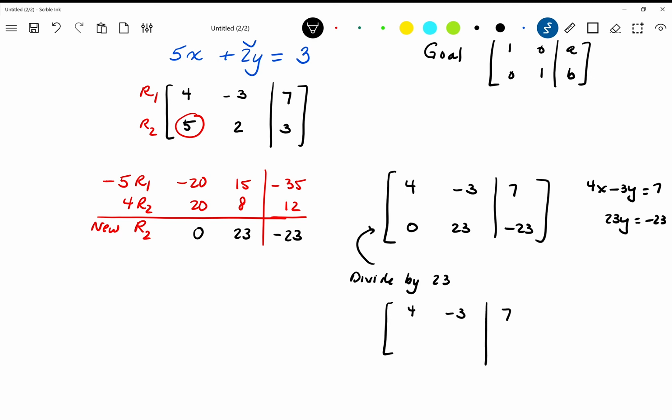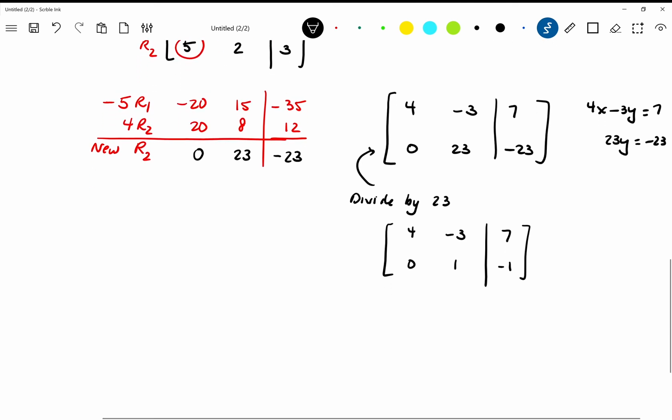So first row stays the same, and now we have 0, 1, -1. And yes, what we know right now is that y is -1. So this is really exciting. We already know what y is. So what I'm going to do, though, is I'm going to complete the Gauss elimination here, and I'm going to say, well, at this point, I want this to be a 0.